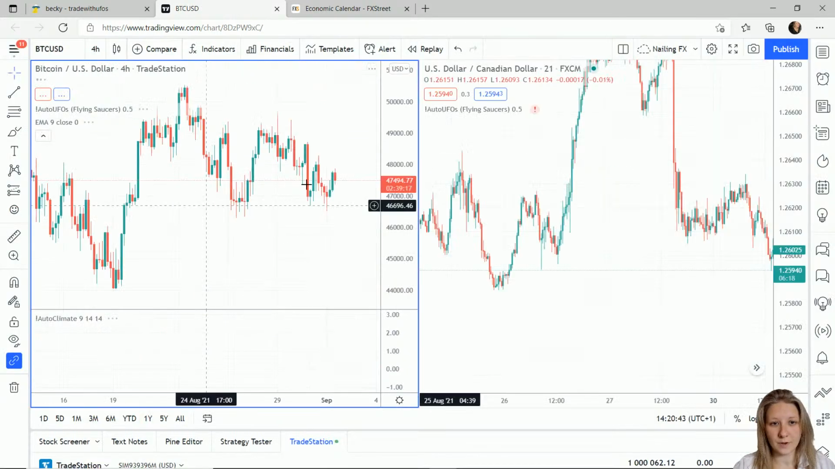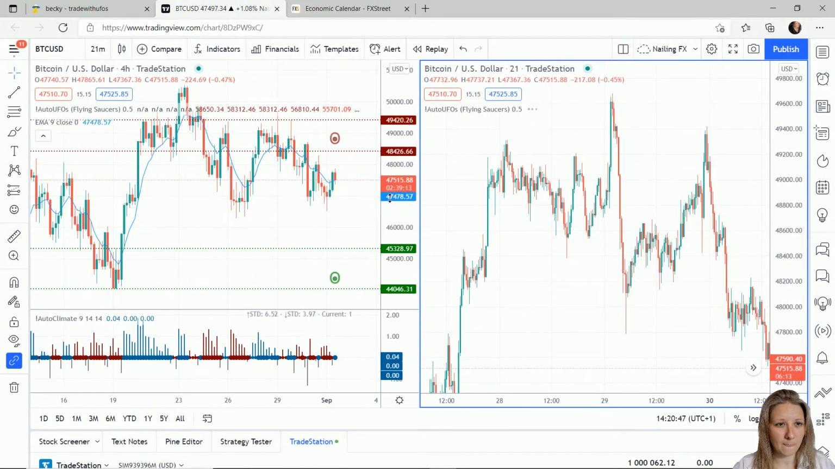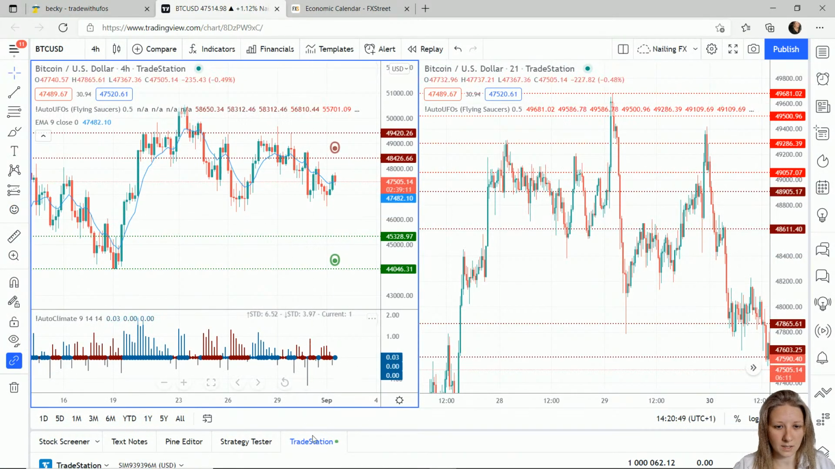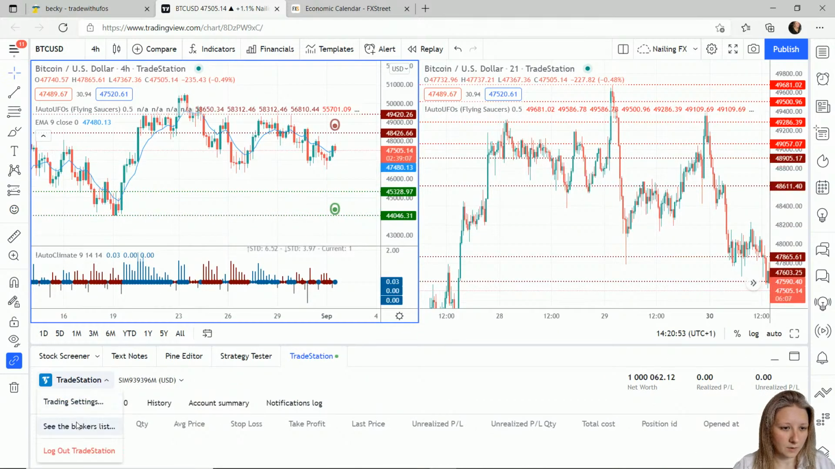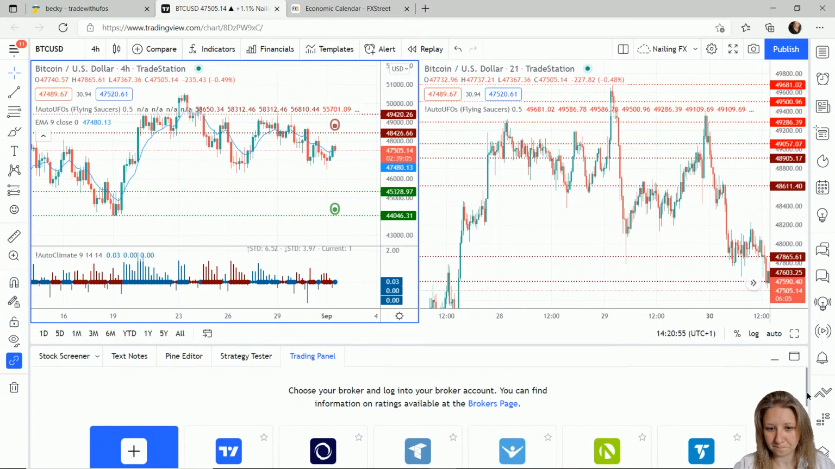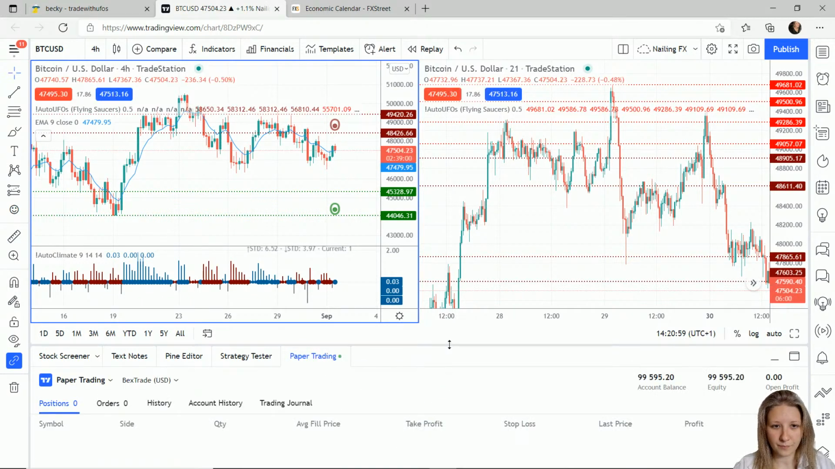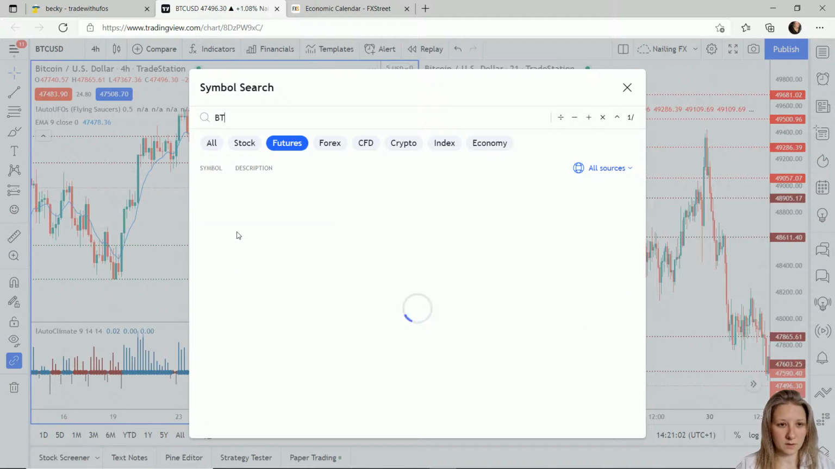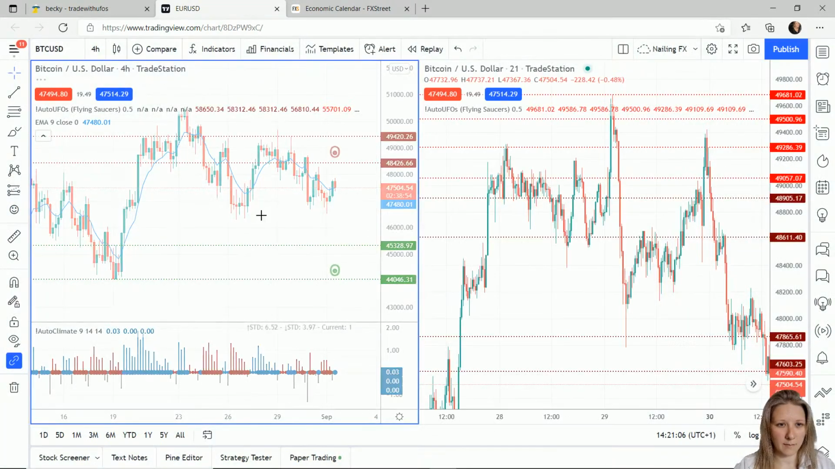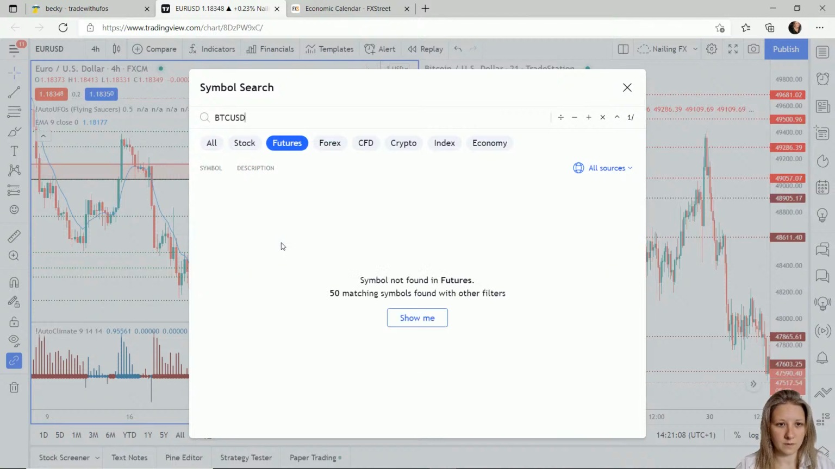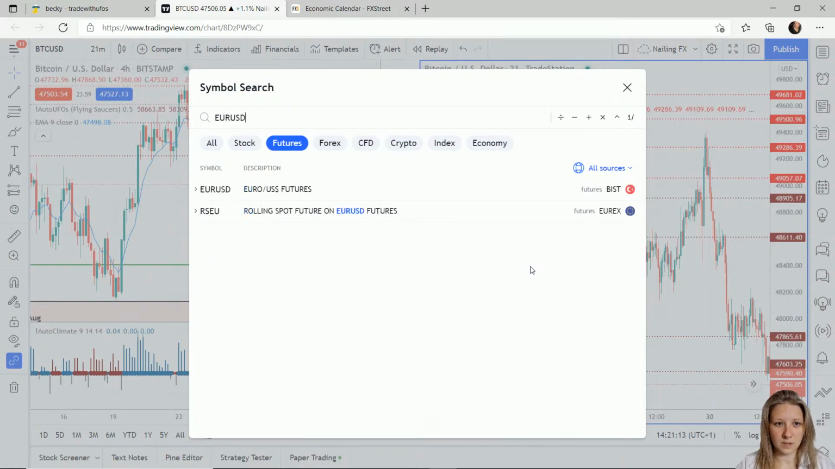BTC USD, so Bitcoin versus the US dollar. We placed the trade on that. Oh, that's why I'm connected to TradeStation. Let me just disconnect from TradeStation and go to paper trading so that we can see the same data that we saw last time. And let's do this again. Let's change it and come back, see if that works. There we go. So I'm going to do that here as well. Change it away and then change it back.